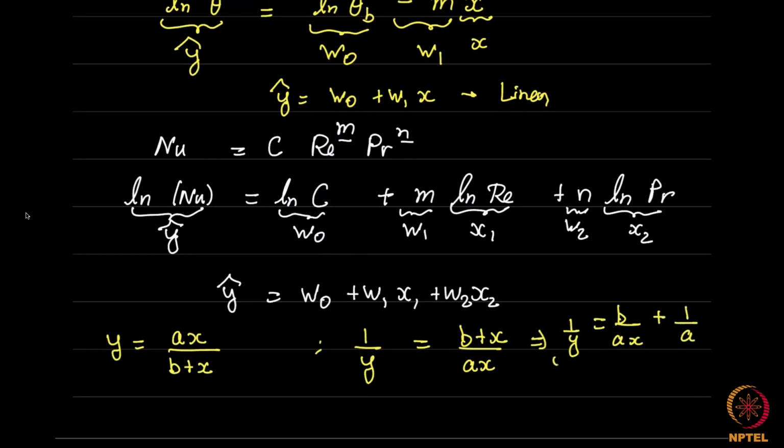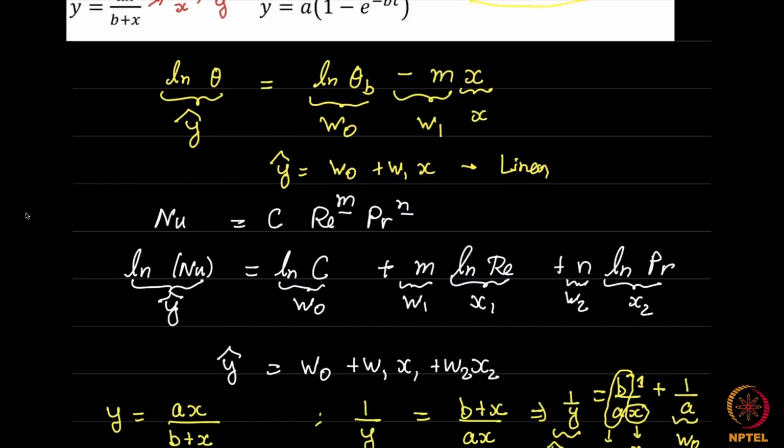Now once again, you call this y hat. Take this b over a, call that w0. Take this 1 over x and call this x1. Instead of calling this w0, I will call this w1. And 1 over a, you call w0. And once again, you get y hat equal to w0 plus w1 x1. So this is once again linear. So all sorts of cases that you can work out.